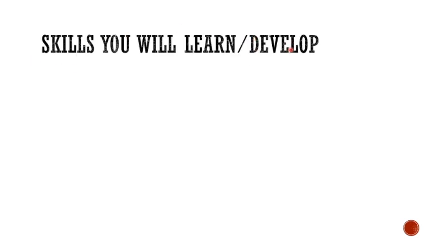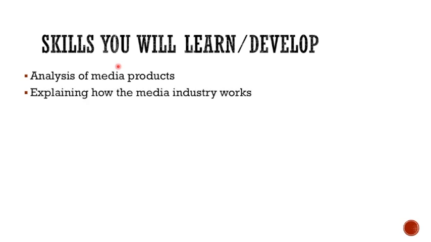So, some of the skills that you will learn and develop during the course. The first and most important is that you will learn to analyze media products out there. OCR has selected a few products that we need to study. However, we will explore a range of other media products as well. You will also learn to explain how the media industry works. So we will look at BBC, we will look at ITV, we will look at Hollywood as a film industry, we will look at how radio operates, magazines, newspapers, and the news.